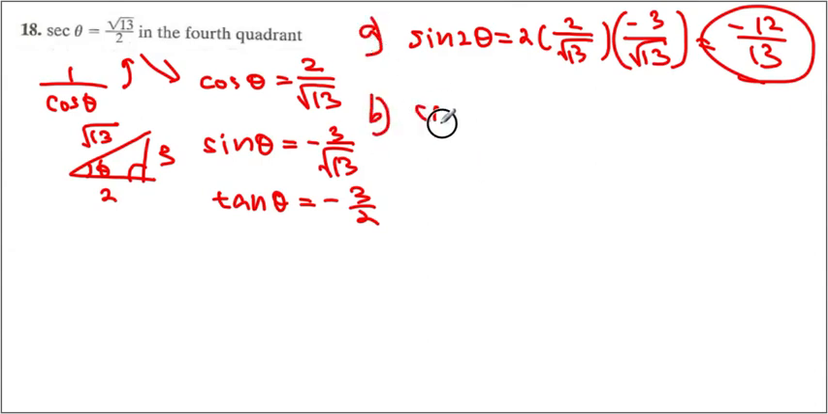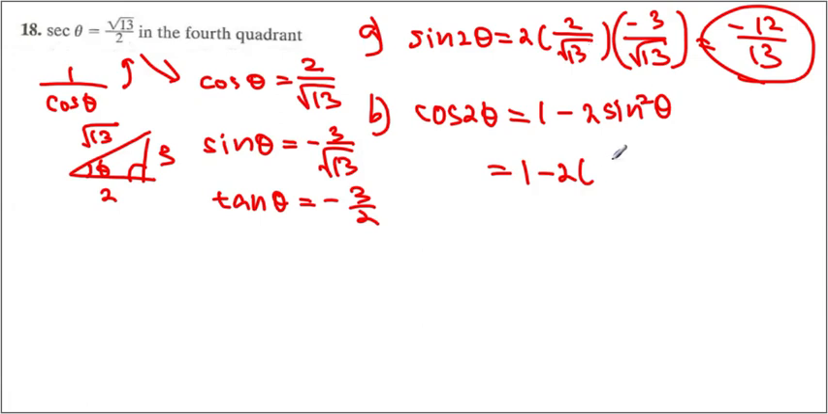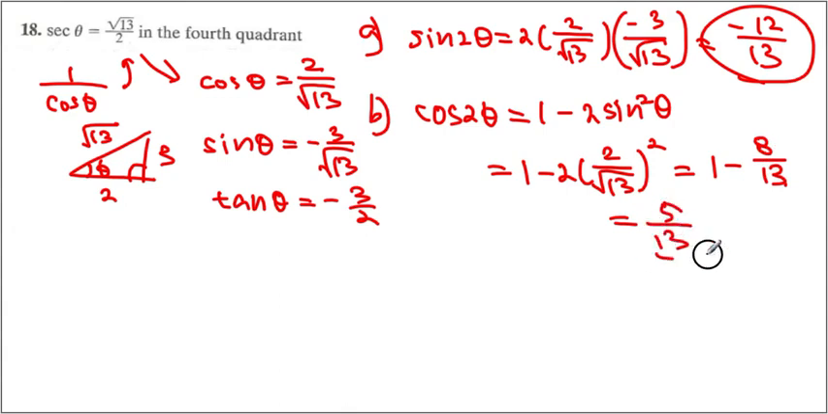B. How about cosine of 2 theta? Then in this case we end up getting 1 minus 2 sine squared theta. Then here we have 1 minus 2 times sine, which is what? 2 over radical 13 squared. Then this portion becomes 1 minus 2 squared becomes 4, so 8 over 13. Then what we end up getting is 5 over 13 becomes our answer.